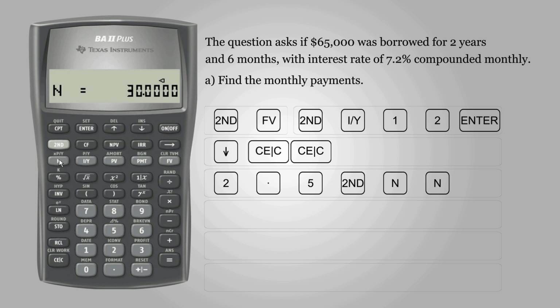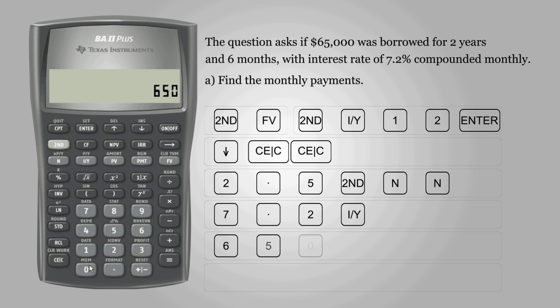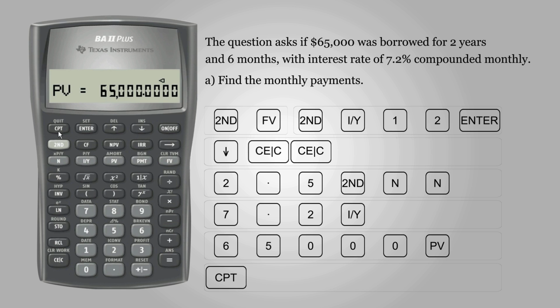For interest rate, enter 7.2 and IY. Finally, enter 65,000 and PV for present value. To calculate payments, press CPT for compute and PMT for payments.